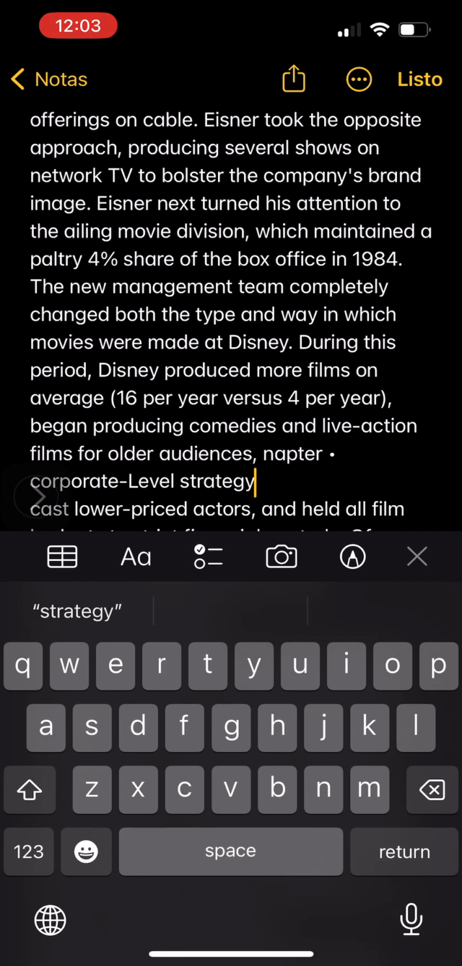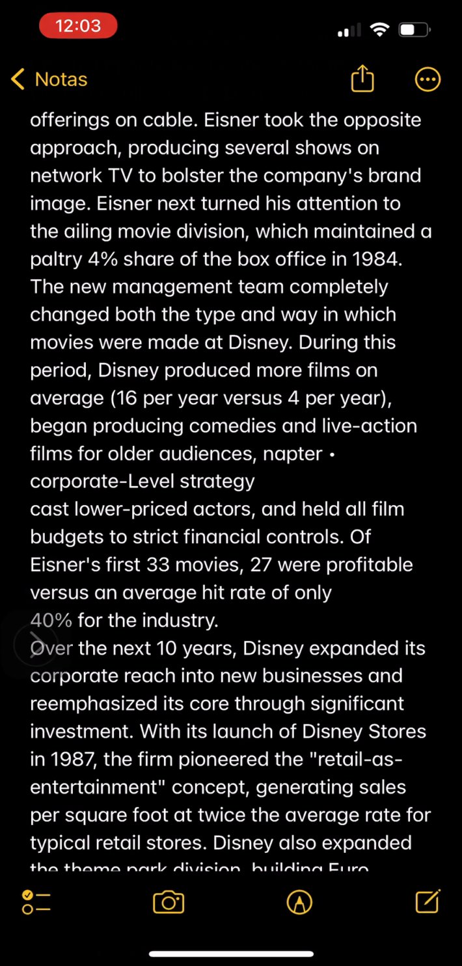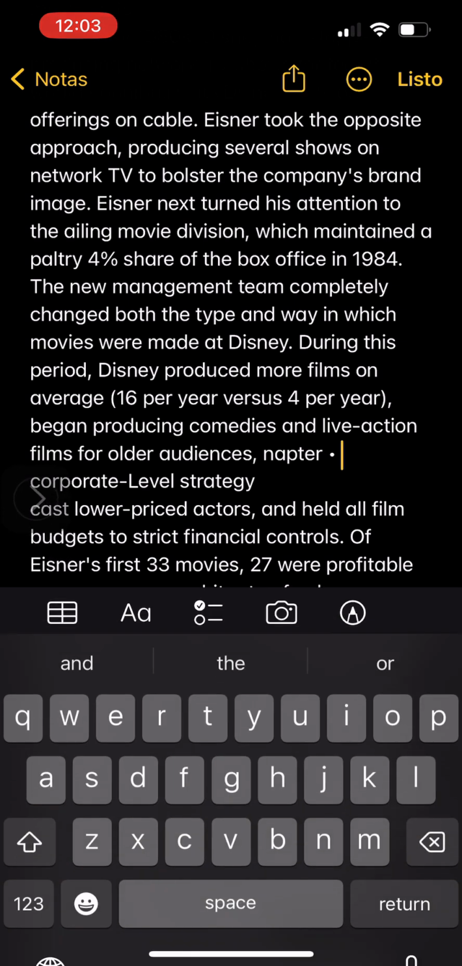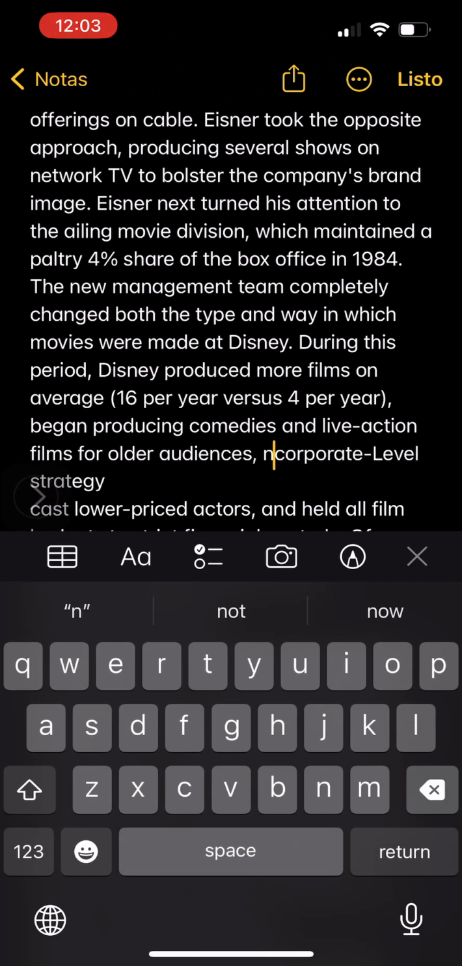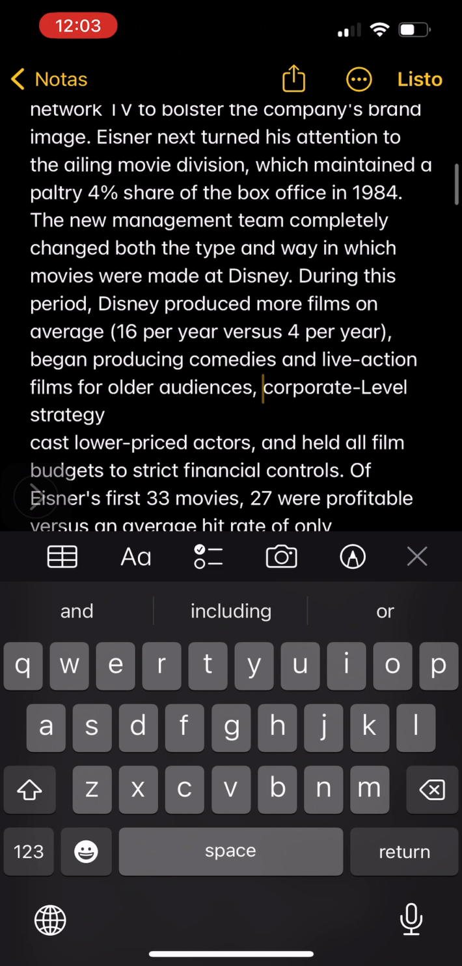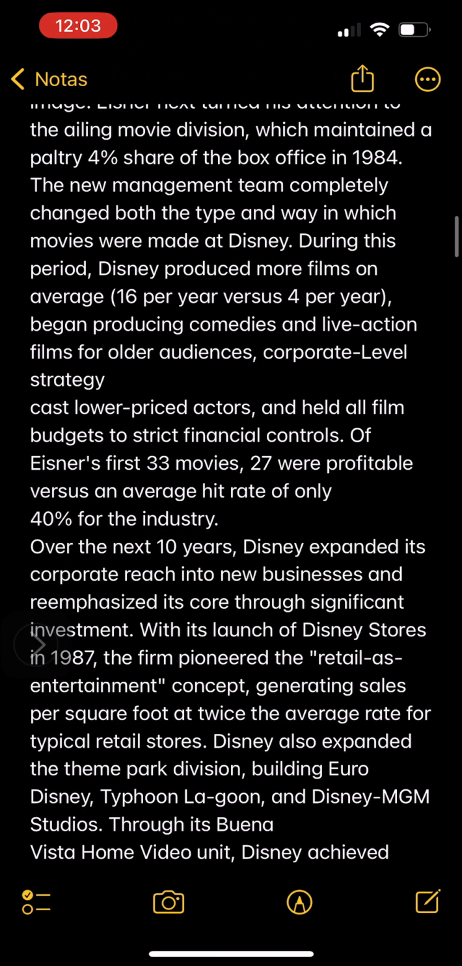During this period, Disney produced more films, on average 16 per year versus 4 per year, began producing comedies and live-action films for older audiences, adopted a corporate level strategy to cast lower-priced actors, and held all film budgets to strict financial controls. Of Eisner's first 33 movies, 27 were profitable versus an average hit rate of only 40% for the industry.